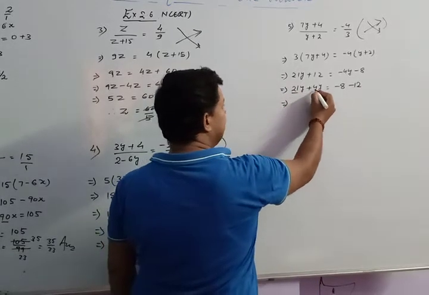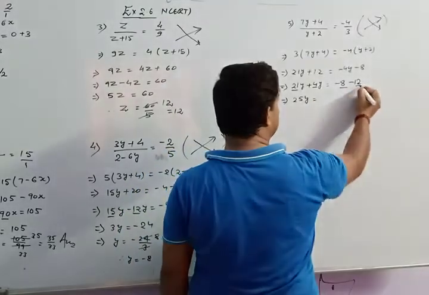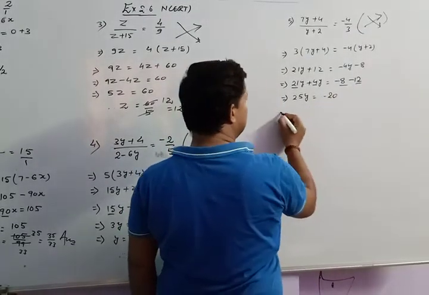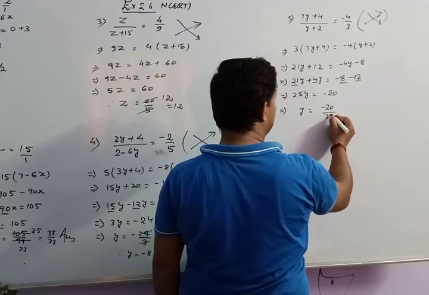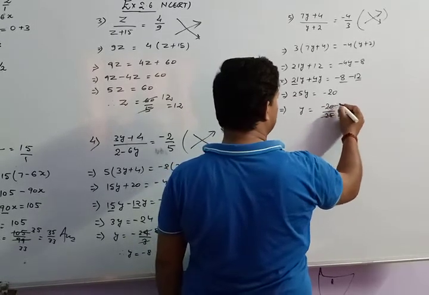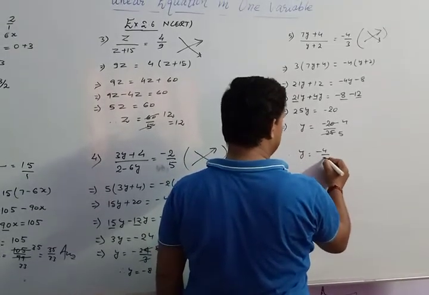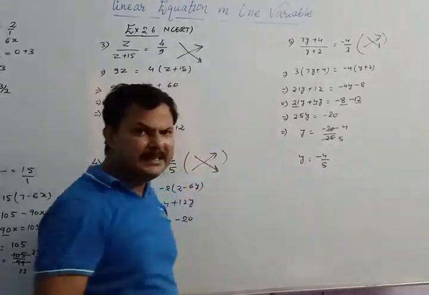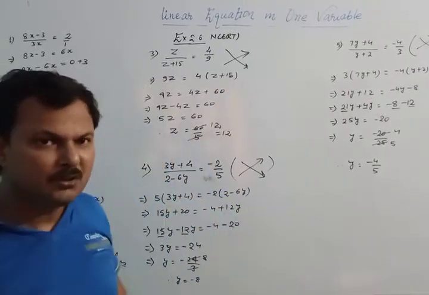You observe these are in the same sign, add them, 25y. Again like terms, add them, 20. y is minus 20 upon 25. Cancel it, 5 4s are 20, 5 5s are 25. Therefore y is equal to minus 4 upon 5. So only two word problems in this last exercise are given. I am going to solve them. See.